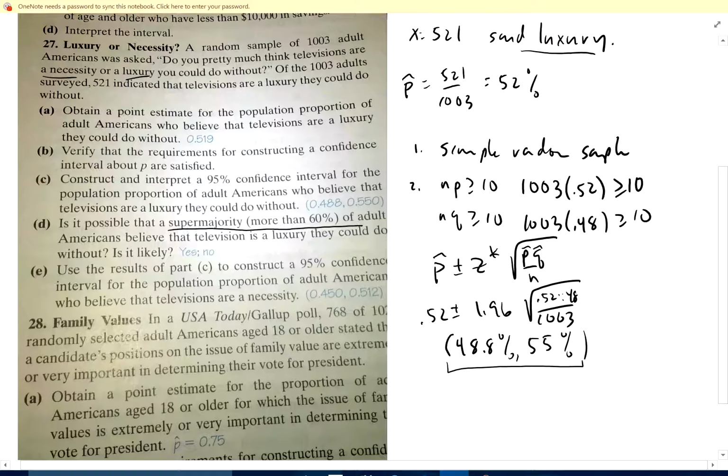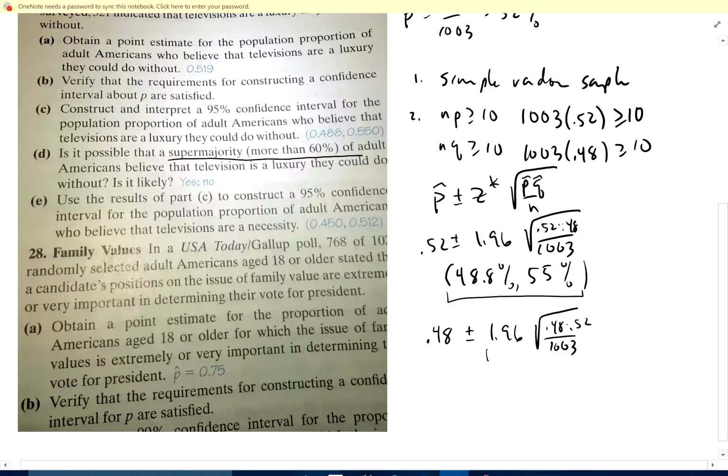All right. So then E says, use the results of part C to construct a 95% confidence interval for the proportion who believe that television is a necessity. Well, that's going to be p hat, now 48% think it's a necessity, plus or minus 1.96 times the square root of 0.48 times 0.52 over n. Notice the margin of error is exactly the same, so I really could just add or subtract it to 0.48, and if I do that, I get 45% to 51%. Okay?